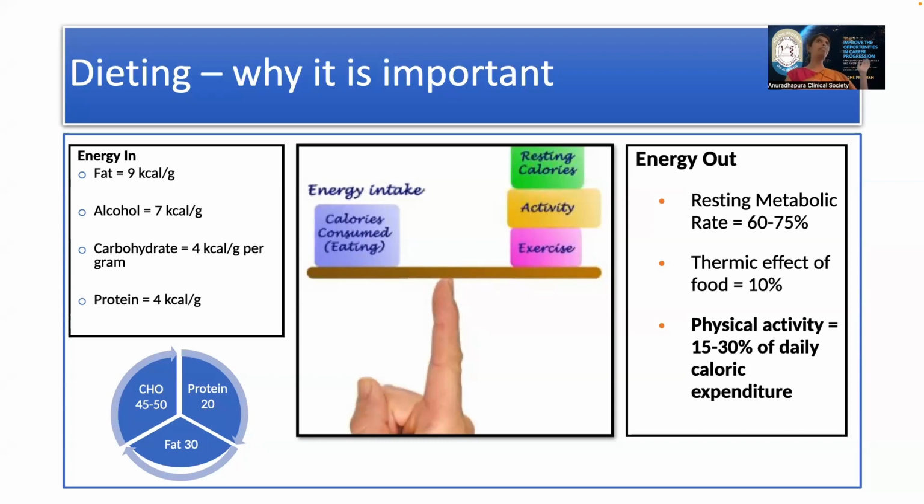But when we consider the energy output, the activities we are doing, we can't control the resting metabolic rate or the thermic effect of foods. Only 15 to 30% of daily activities, only this part we can control. So that is why most of the time, many patients tell us that they are doing exercises, going to the gym, doing all the exercises, but they can't lose weight.